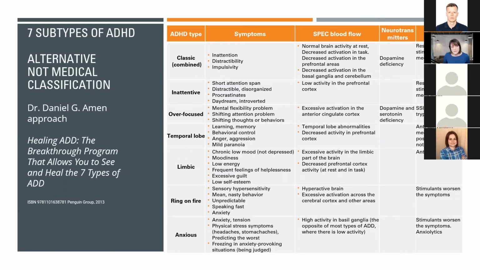these 7 subtypes also include the temporal lobe subtype, which presents with temporal lobe abnormalities and also decreased activity in the prefrontal cortex. They could have some anger, aggression, behavioral control, learning, and memory problems, and they can respond well to anticonvulsant medication. He also mentioned the limbic subtype with chronic low mood, but not depressed.